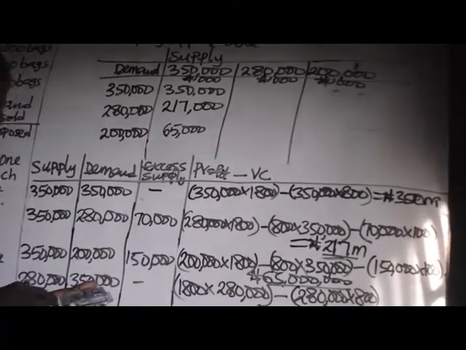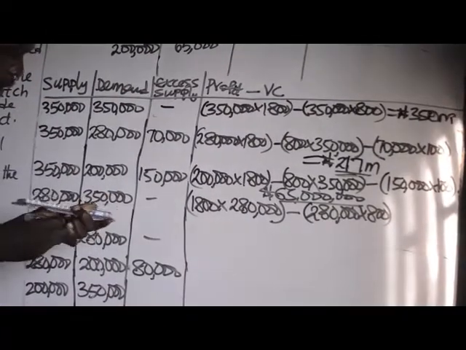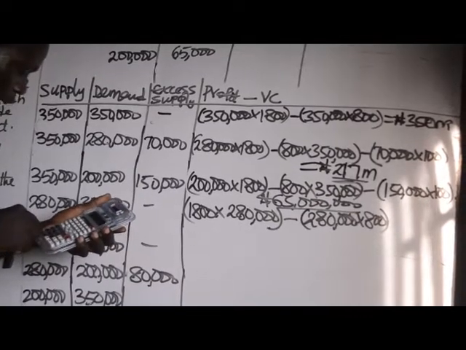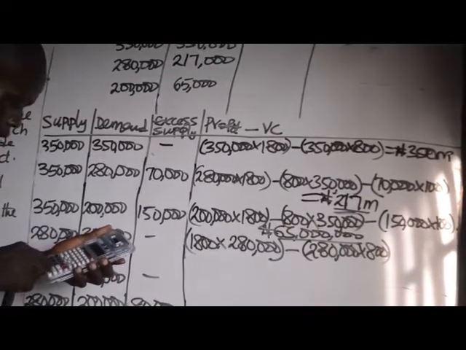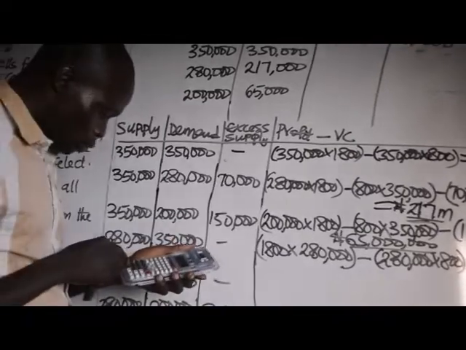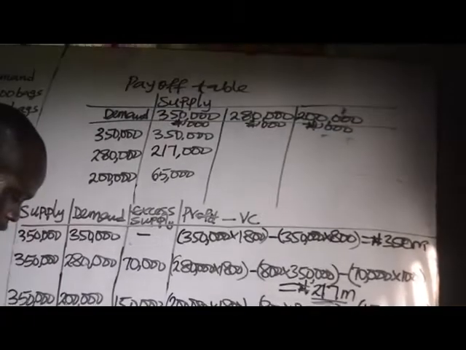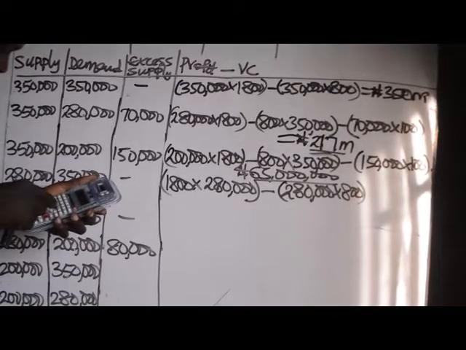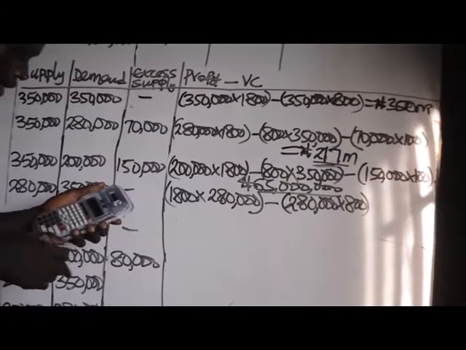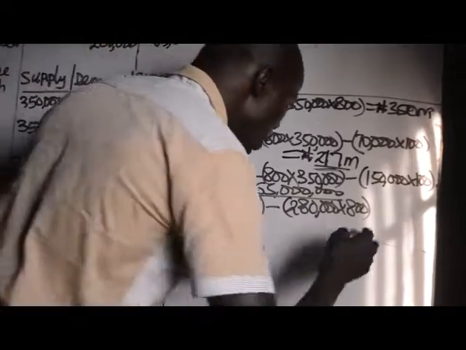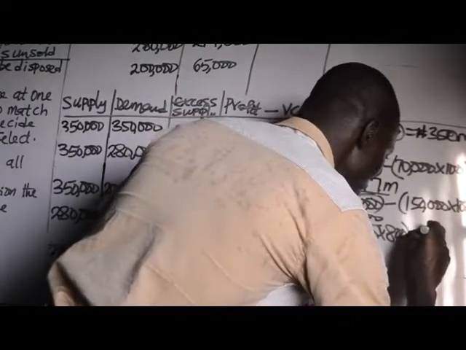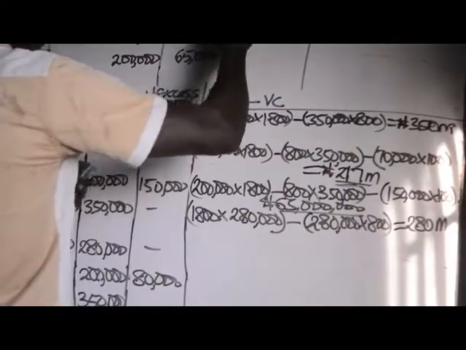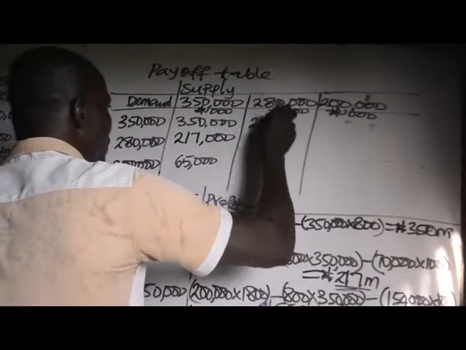So, we have 1,800 times 280,000 minus 280,000 times 800. Then the difference is profit of 280 million. 280 million profit.